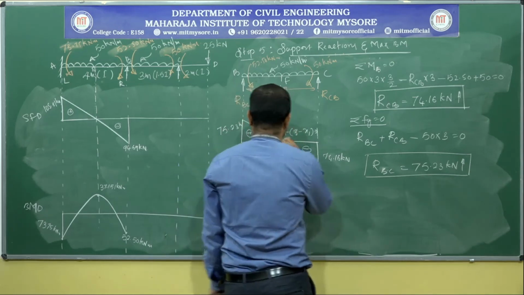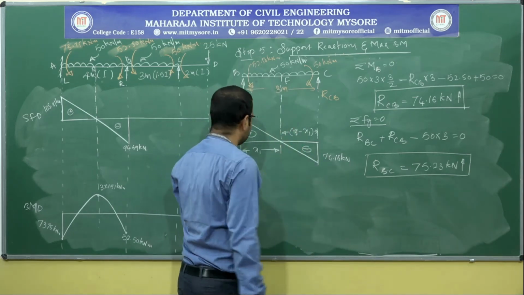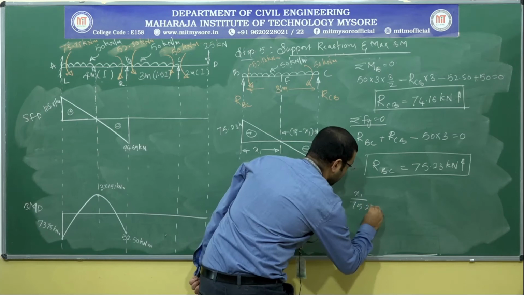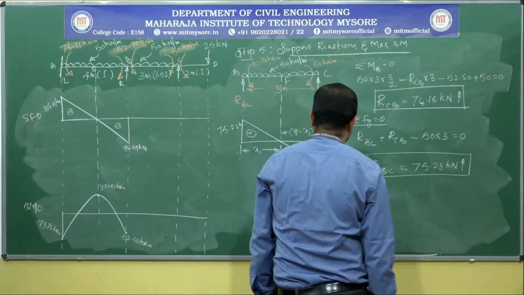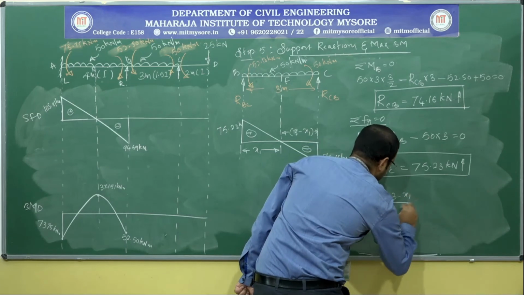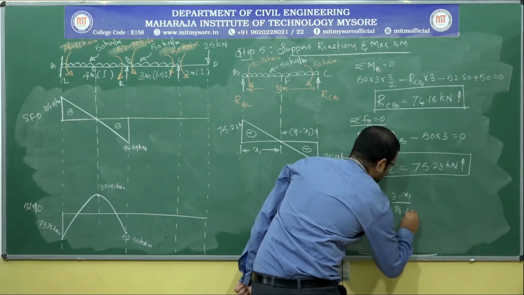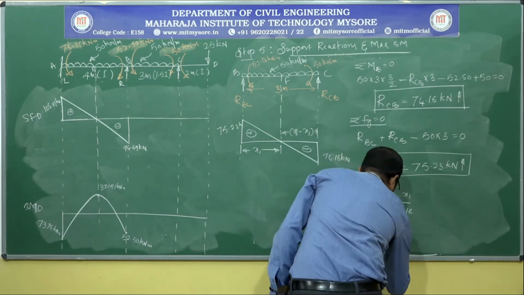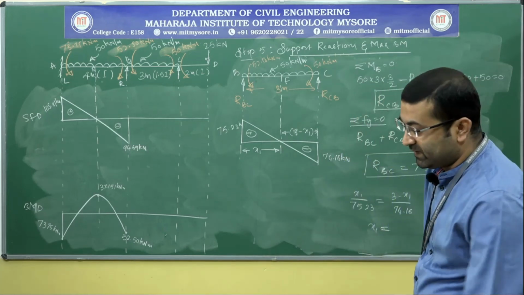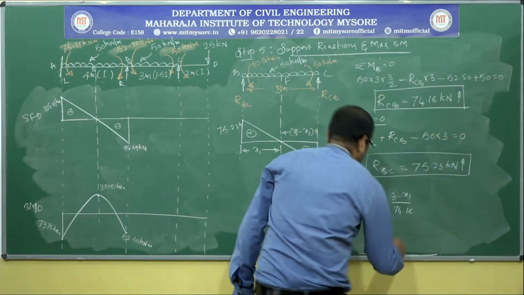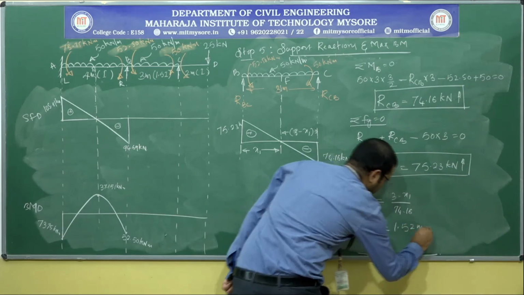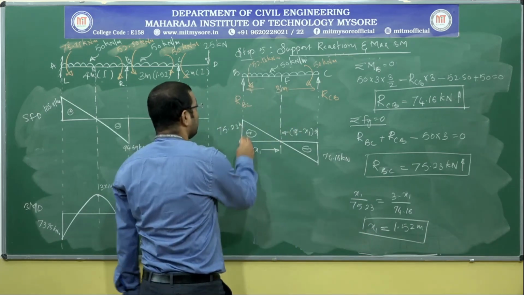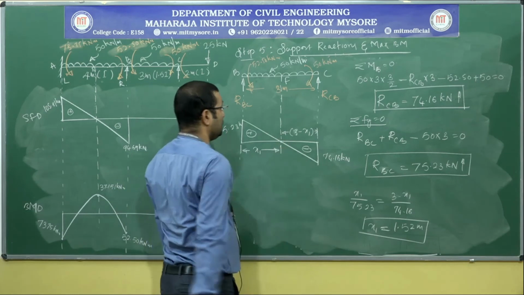So to determine this x1, I will impose the similar triangle concept. So it is x1 by 75.23. This ratio must be equal to (3 minus x1) divided by 74.16. If you cross multiply and calculate, you will get the value of x1 as 1.52 meters. So you can say that at a distance of 1.52 meters from the B point, the shear force value is 0.